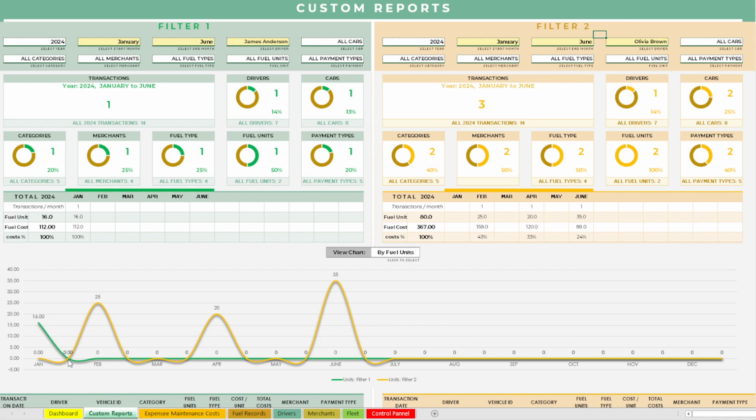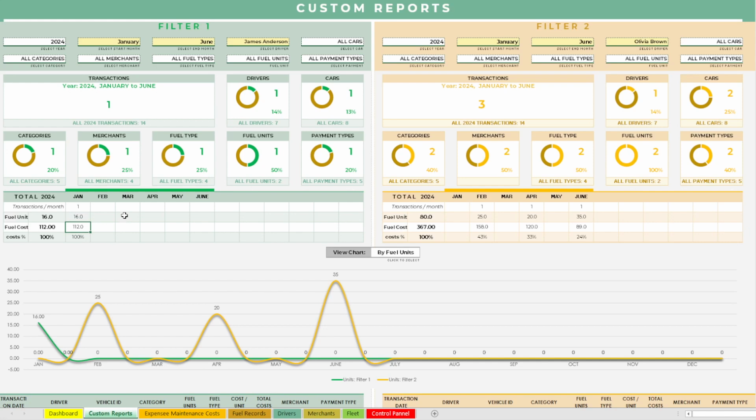James Anderson is represented by the green line, and Olivia Brown is represented by the yellow line. So we see that in the first 6 months of 2024, James Anderson had one transaction. Here he used one car. He bought fuel from one merchandiser, one single fuel type, and he used one single payment type. And we see in January he fueled 60 units and the fuel cost was $120.